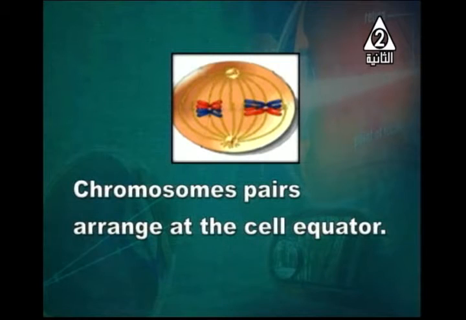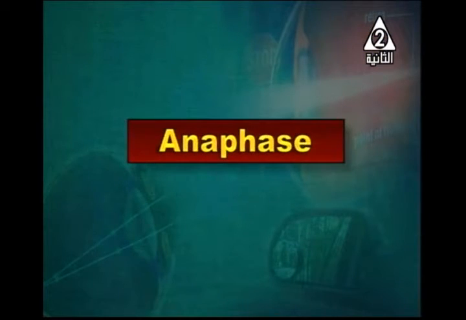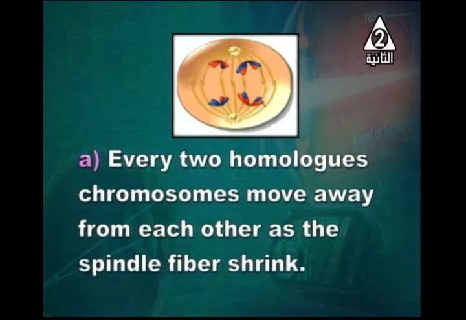During this stage, the tetrads, or the chromosome pairs, are arranged at the cell equator, or at the cell center. Then the cell undergoes anaphase 1. In this stage, every two homologous chromosomes move away from each other as the spindle fibers shrink. When the spindle fibers shrink, each tetrad splits into two separate chromosomes.